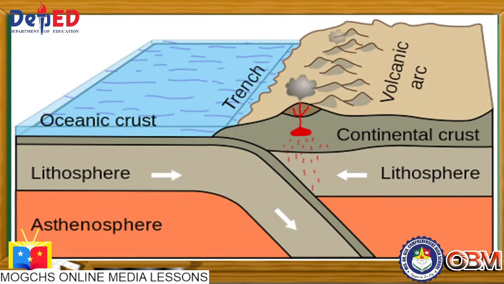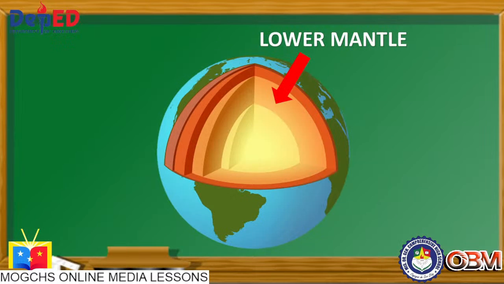The crust and the uppermost mantle make up a rigid outer layer called the lithosphere. Below it, the rocks become partially melted and are able to flow slowly because of the uneven distribution of heat deep within the earth. This region is called the asthenosphere. Beneath the asthenosphere, the rock becomes stronger again, and this region is called the lower mantle.